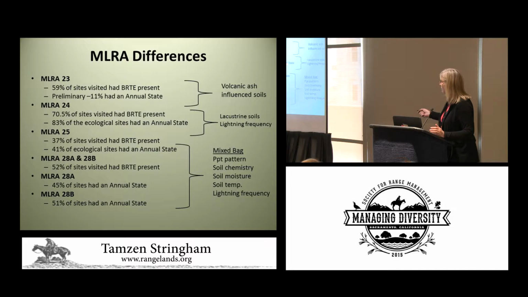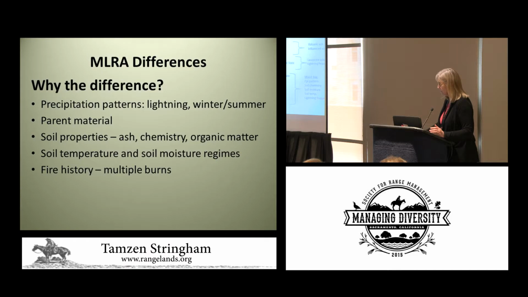So this is the heart of cheatgrass world for Nevada. And this one, being less resilient, is the one that really converts on us. So why the difference? Precip patterns, lightning, winter-summer differences in precipitation, parent material plays a big role. Soil properties, ash, chemistry of the soil, organic matter, soil temperature and soil moisture regime, and fire history. We can't hang our hat on one. That's why disturbance response groups, I think, are important, because they capture all of that.